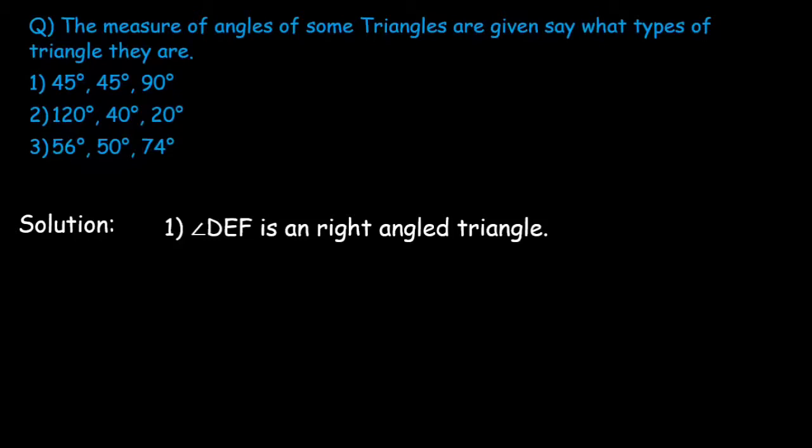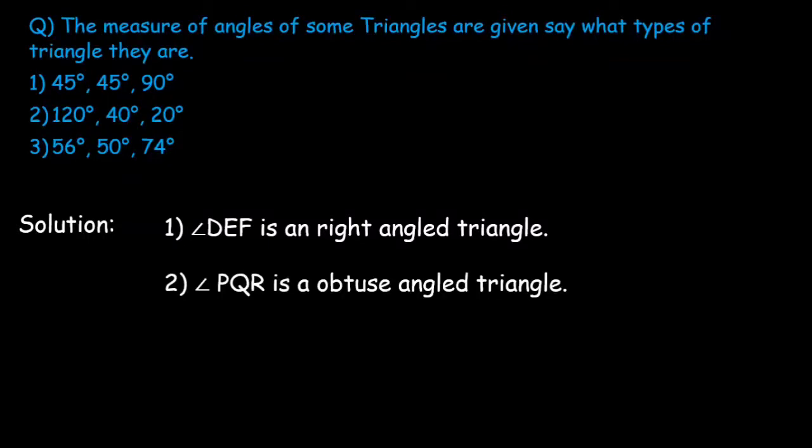Then the second one. In the second one, it is given 120 degree, 40 degree, 20 degree. Looking at it, you can clearly see that 120 degree is more than 90 degree, and 40 and 20 are less than 90 degree. So when you have one angle which is greater than 90 degree, then that triangle is an obtuse angle triangle. If I name that triangle as PQR, then I can say that triangle PQR is an obtuse angled triangle.